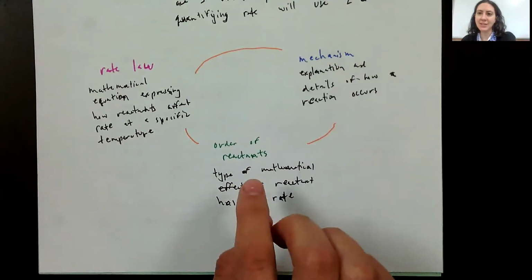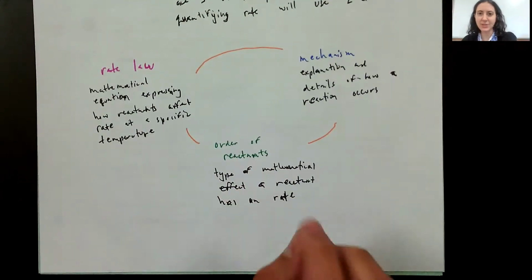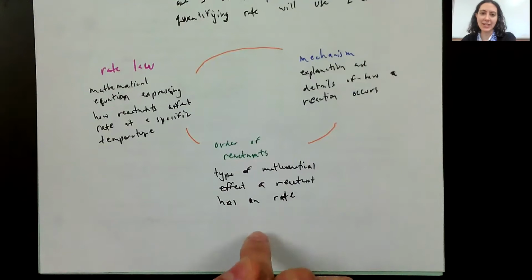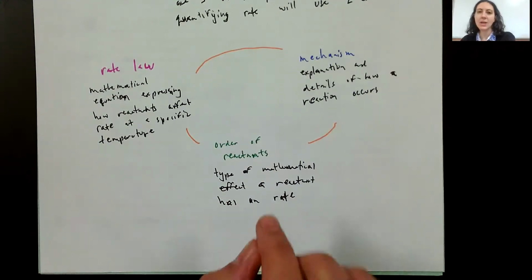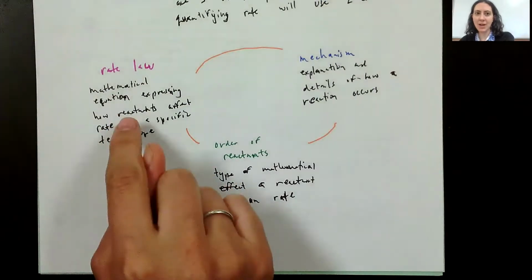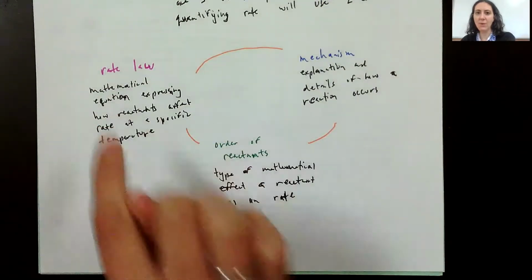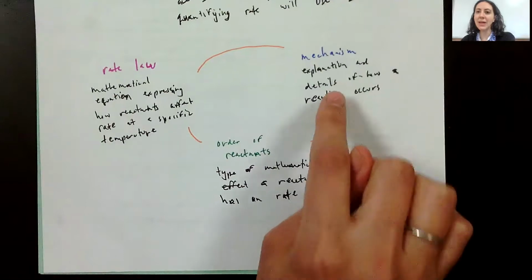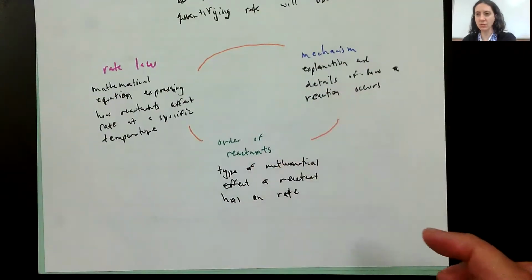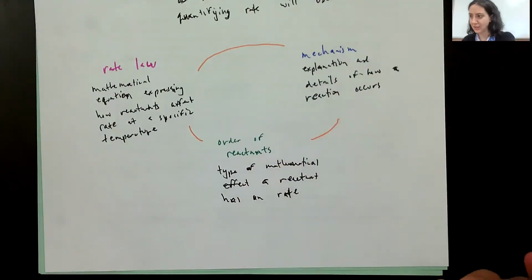Finally, we have the order of reactants. And by finally, I mean this is the most important. This is the actual relationship, the type of mathematical effect a reactant has on the rate. You cannot write a rate law, you cannot understand the rate law without the order of reactants. And the mechanism must support the order, the experimentally determined order of reactants.